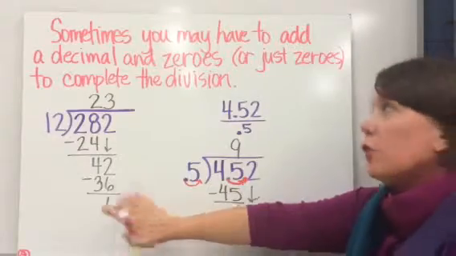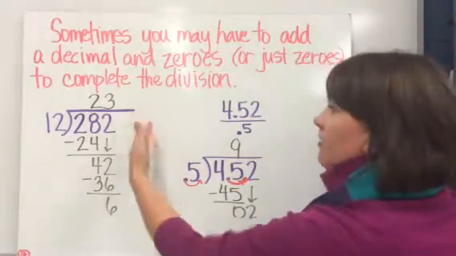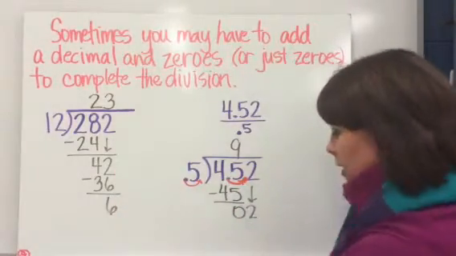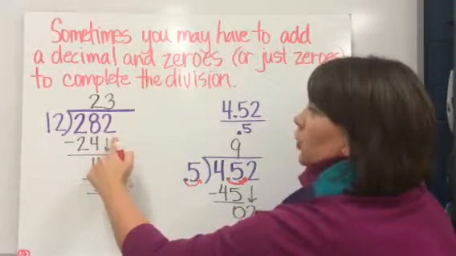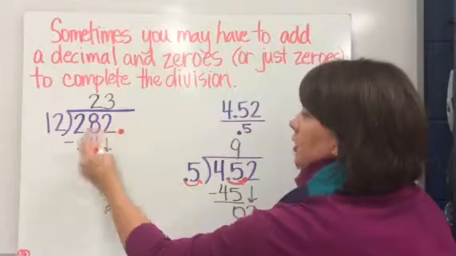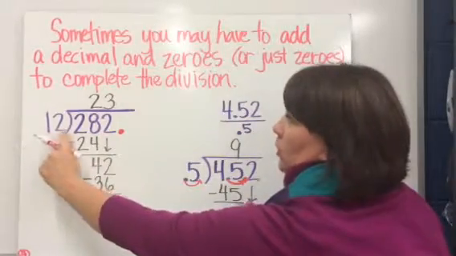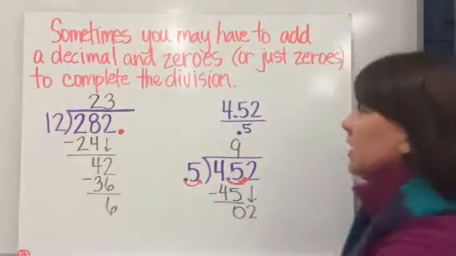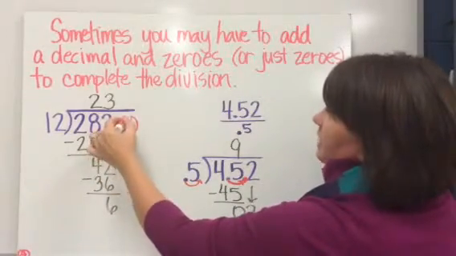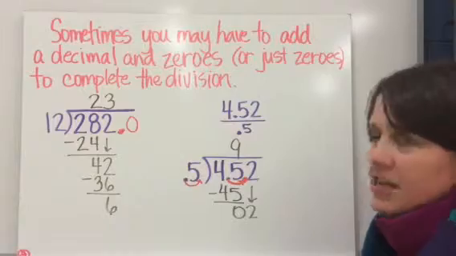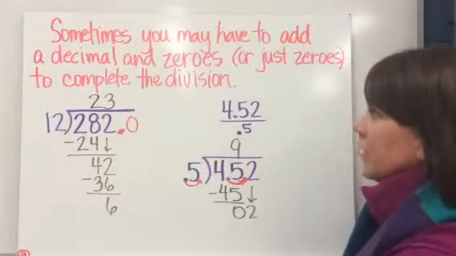Well, remember, I'm not going to use a remainder anymore, and so I have to keep dividing, but there's nothing else to bring down. When that happens, remember where the decimal is in a whole number? It's at the end. Notice there was not a decimal in this whole number. It was already a whole number, so the decimal was at the end. So once I add this decimal, I can add as many zeros as I may need to continue with my division.